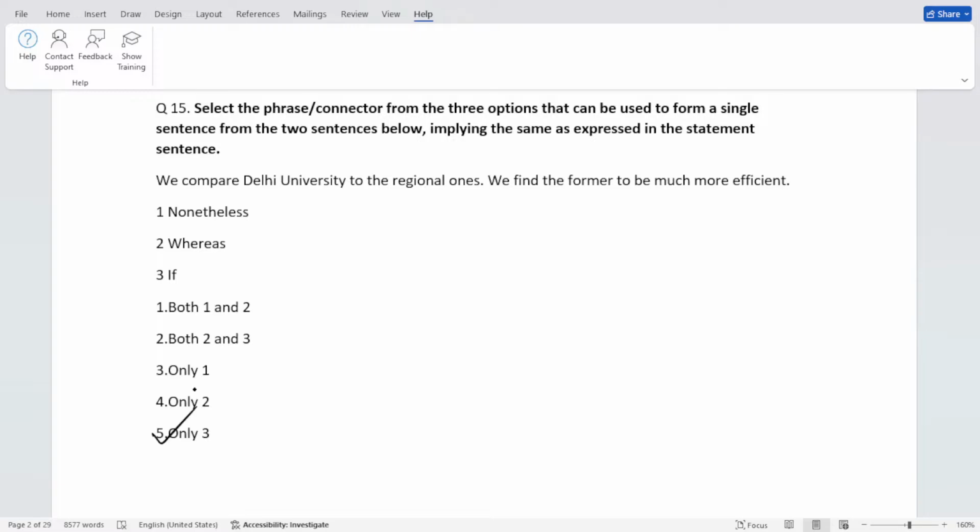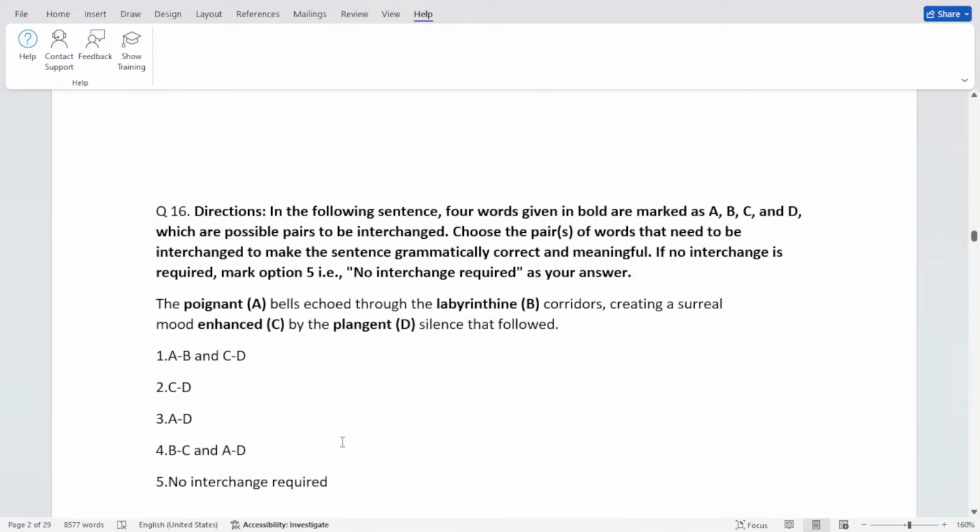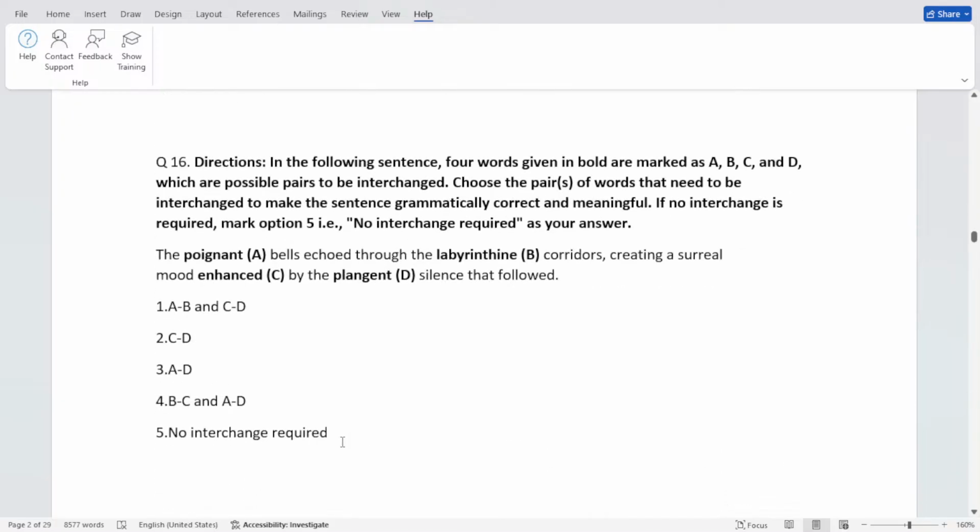Only 3 is the correct answer. So now, we will go for the next question. So 16th question. Here directions given, accordingly we will see. The poignant bells echoed through the labyrinthine corridors, creating a surreal mood enhanced by the plangent silence that followed.